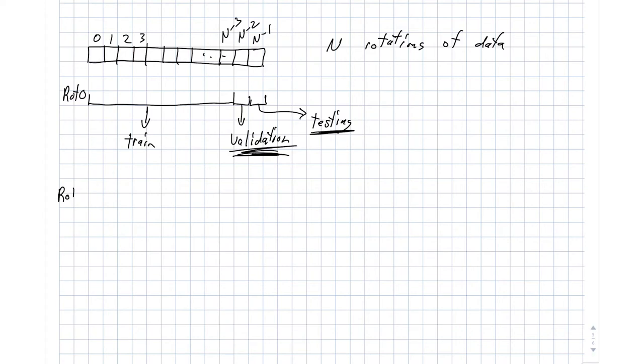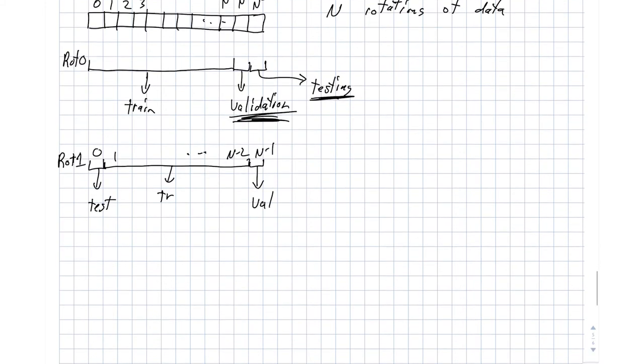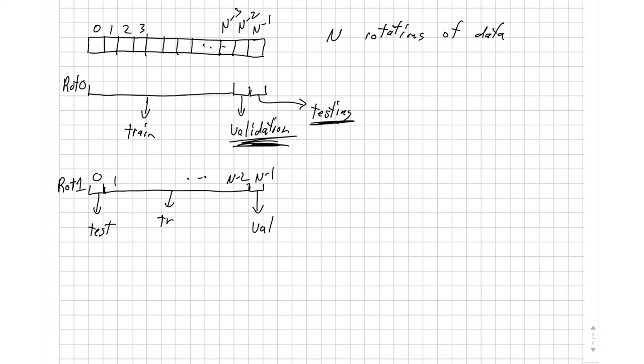Okay, so then rotation 1 looks like this. We're going to use data sets 1 to n minus 2 for training. We'll use this one for validation. This is n minus 1 here. And then this one that we skipped, this is fold 0, we're going to use this for testing purposes. And then we just continue on through the rotation.